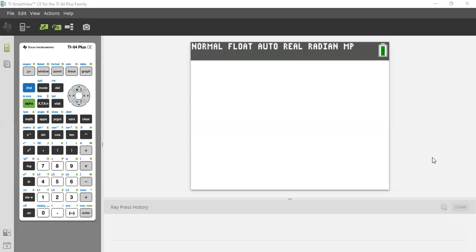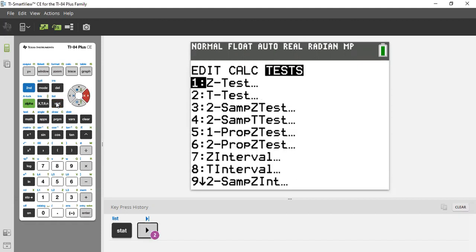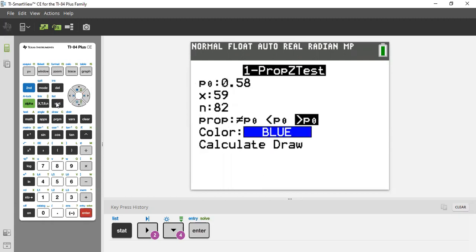Now, you still have to know whether it's a left-tailed, a right-tailed, or a two-tailed test. So for this particular one, they were talking about more than 58%. So that is going to be a right-tailed test. So what we're going to do is hit the stat button, and then go over to tests. Now, what we're looking to get is this one prop Z test. On mine, it's at number 5. So I'm going to go in and hit one prop Z test, okay?